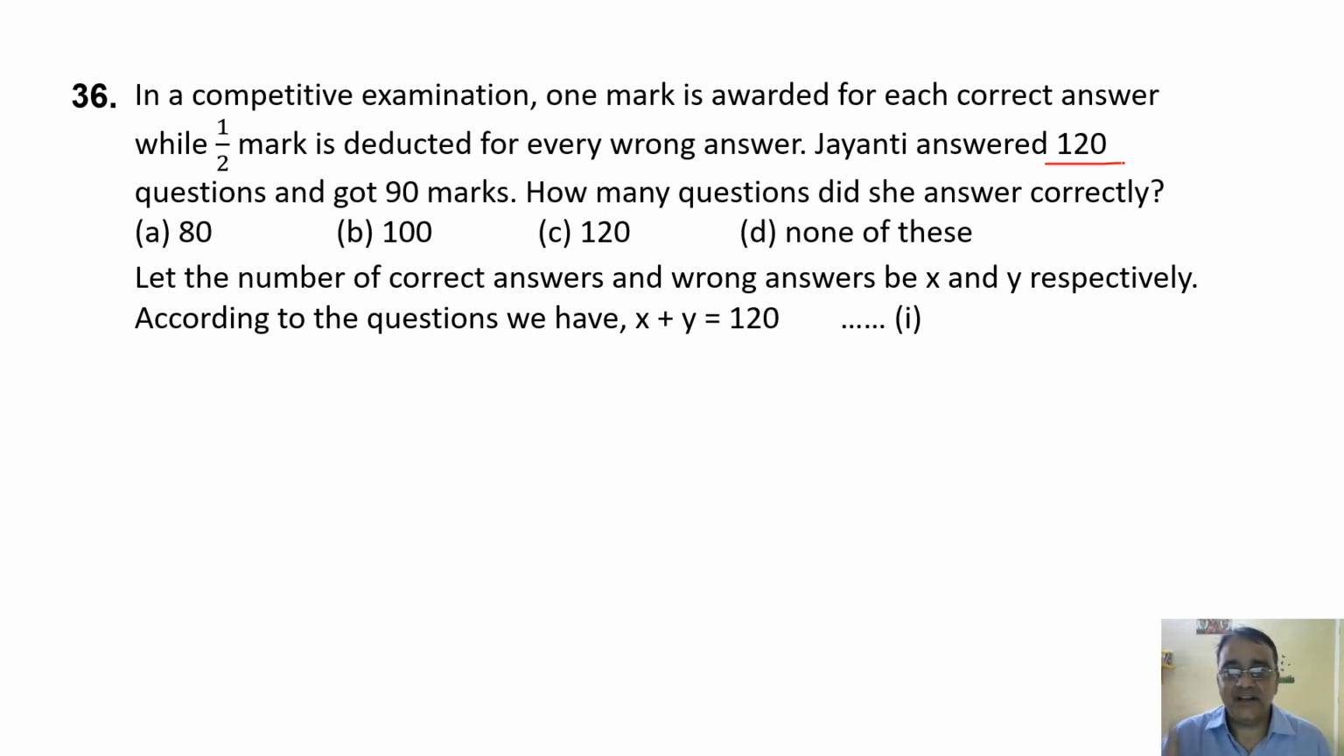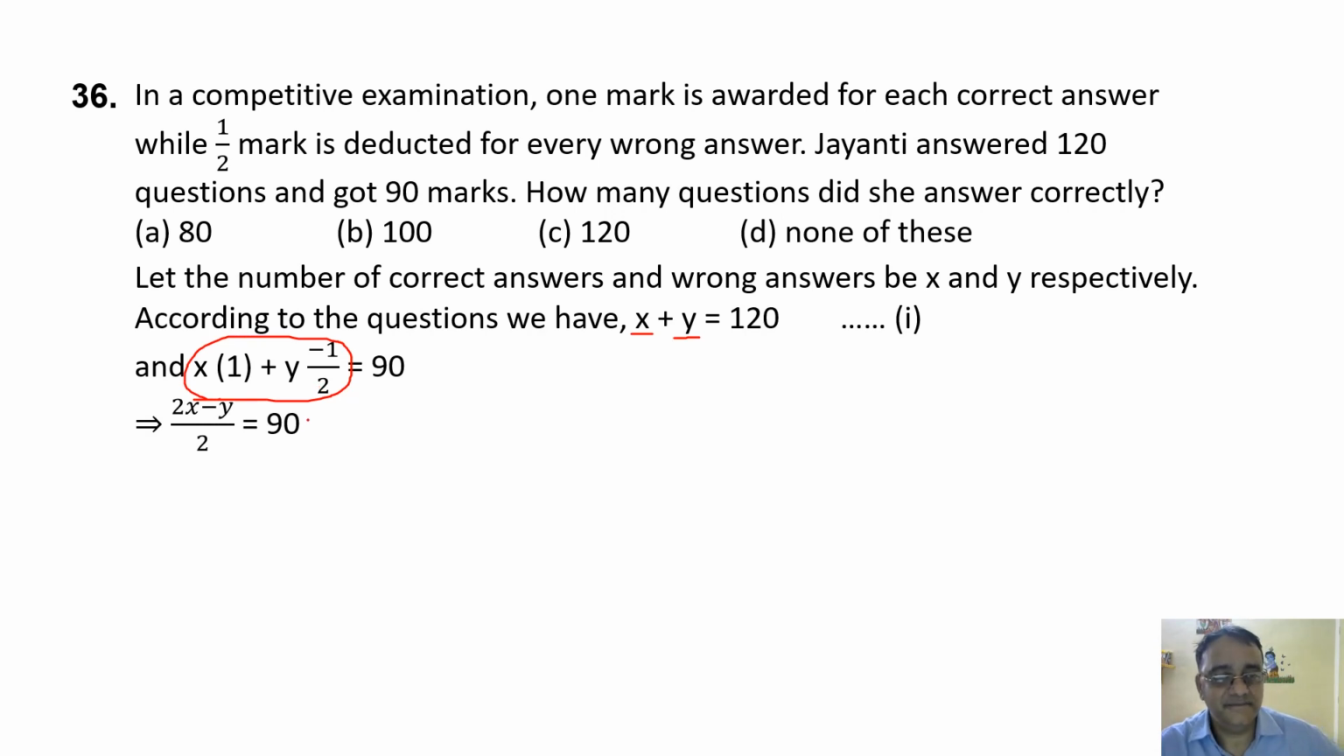Yes, sir. 1 mark awarded for correct answer. So x into 1. And half marks deducted. So y into minus 1/2. यहाँ पे 1 marks award हो रहा है और यहाँ पे minus half reduce हो रहा है. So x into 1 plus y into minus half is equals to total marks 90. Right, now we'll take LCM here. So if you take LCM, you will get 2x minus y upon 2 is equals to 90. So this is clear? So 2x minus y is equals to 180.